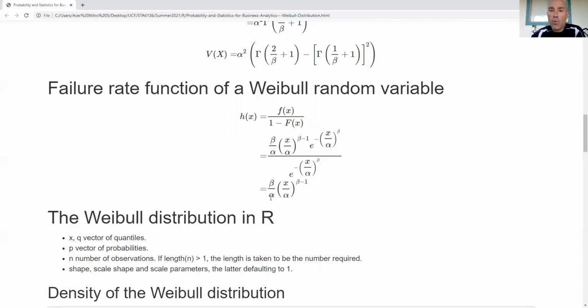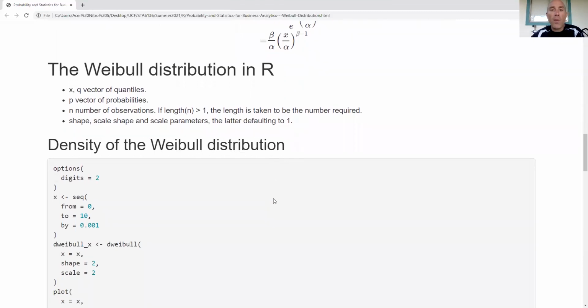The Weibull distribution is a common distribution to be working with, and so of course it's in R. And once again, x and q are vectors of quantiles. p is a probability vector. n is the number of observations we want to randomly generate. And we have shape and scale. These have to be positive. And the default for scale is equal to 1.